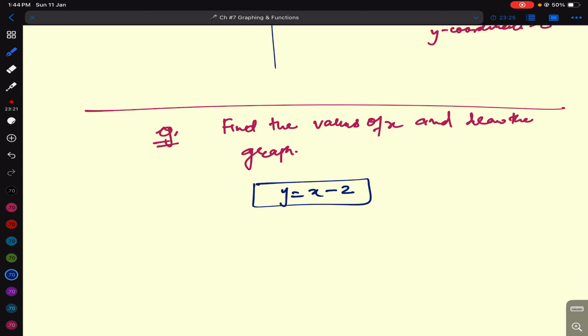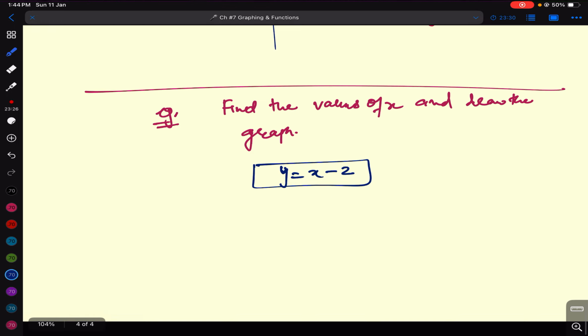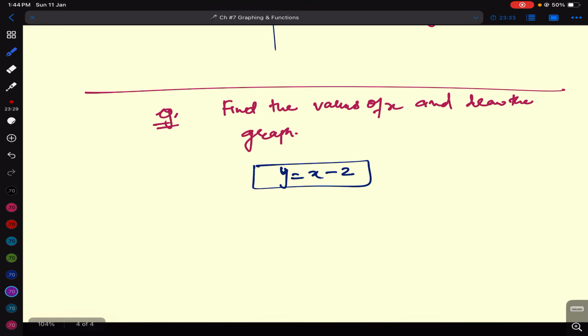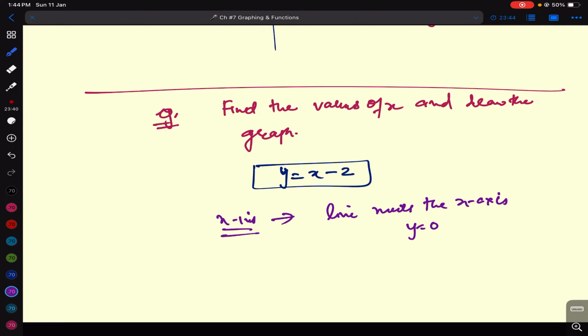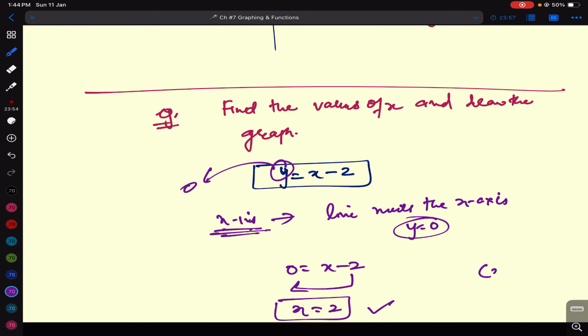Here we'll be solving this equation using the x and the y-intercept. How do we find the x-intercept? The x-intercept is the point where your line meets the x-axis, and the y-coordinate is 0 here. So to figure out the x-intercept, we put y as 0. This will be 0 = x - 2. The 2 comes here, so x will be equal to 2. So the point becomes (2, 0), and that is the x-intercept.